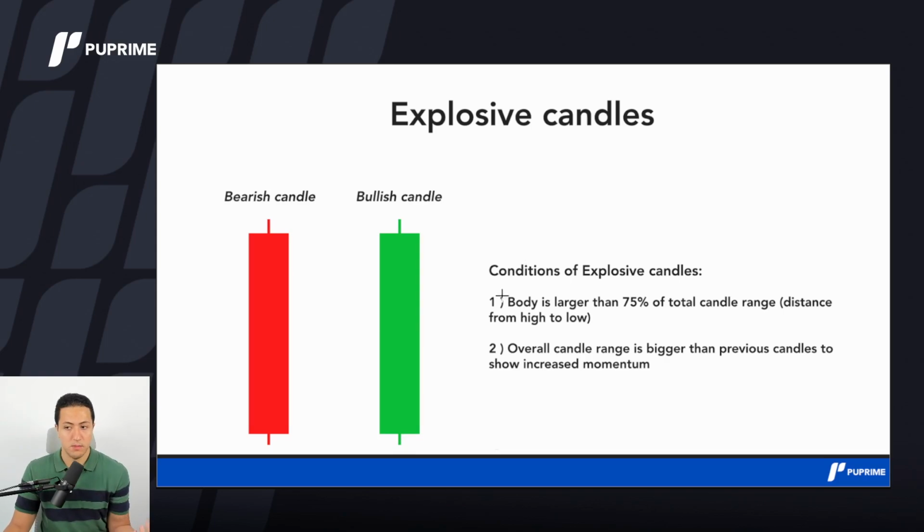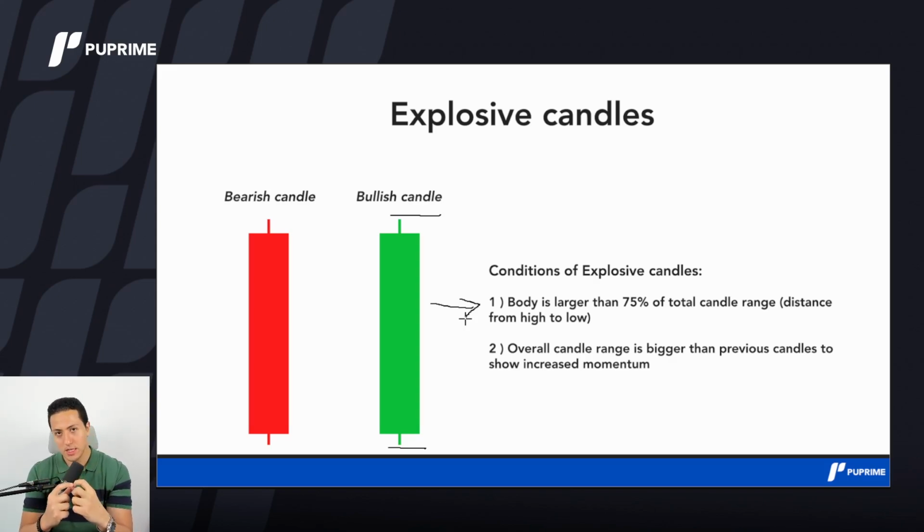And in the bearish example, the open was here and the close was here, and this has to be more than 75% of the total range from the high to the low. Is it only one condition? No. The other condition is that the overall candle range from the high to the low is bigger than the previous candles. Okay, because if we only work with the first condition, you might open a chart and get a really small candle, but it's a full candle. We don't have wicks large enough.